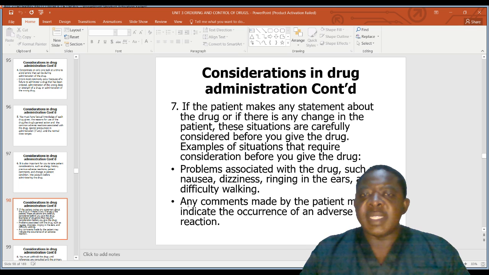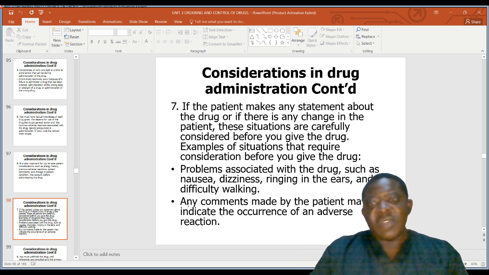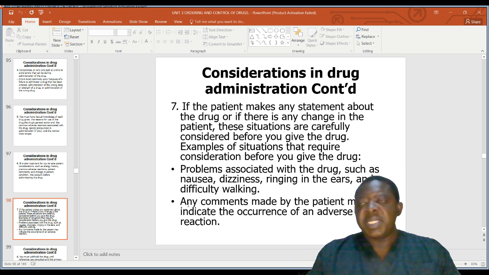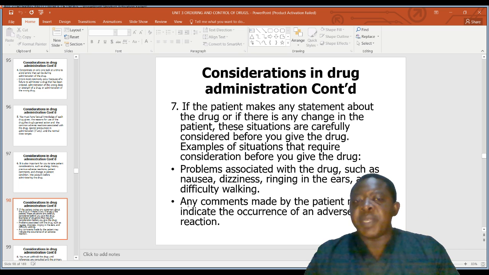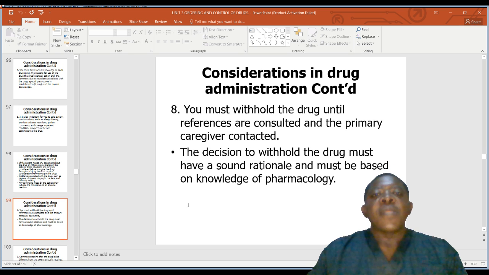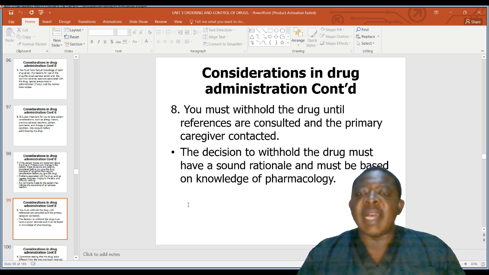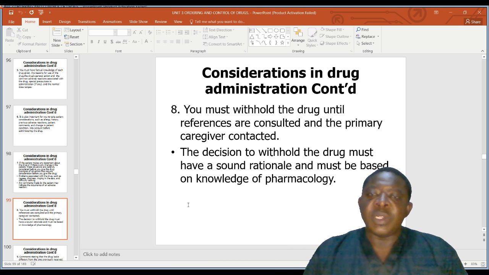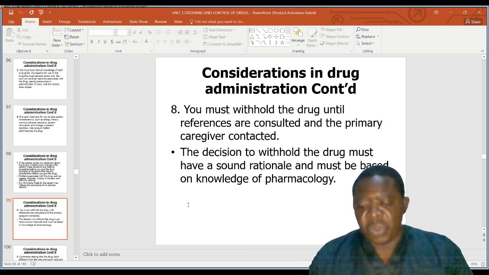Examples of situations that require consideration before you give the drug include problems associated with the drug, such as nausea, dizziness, ringing in the ears, and difficulties in walking. Others may include any comment made by the patient that may indicate the occurrence of an adverse reaction. Then the eighth consideration is that you must withhold the drug until references are consulted and the primary caregiver is contacted.